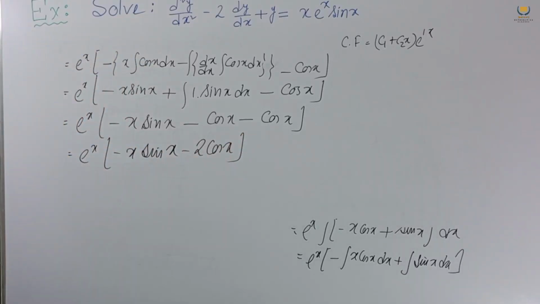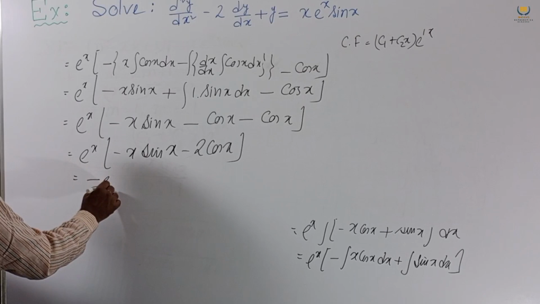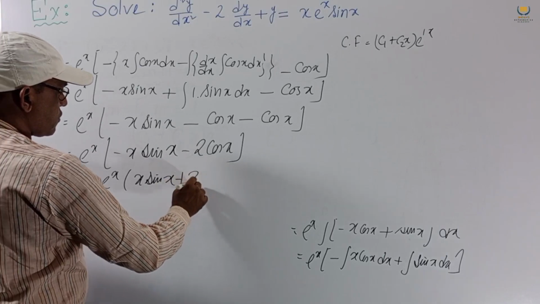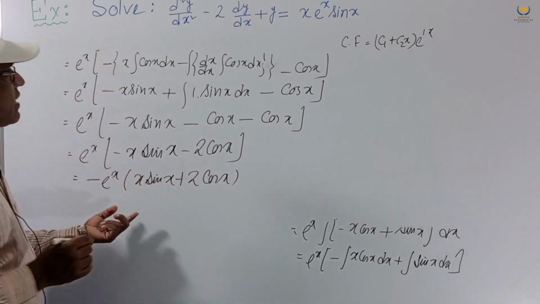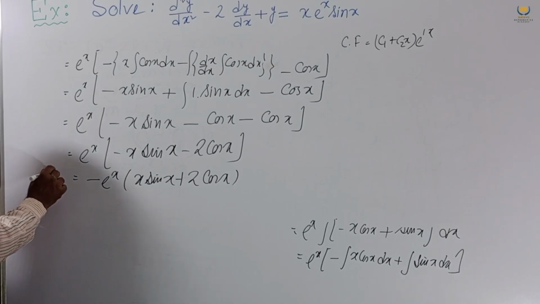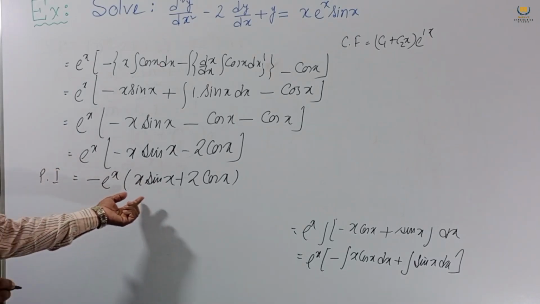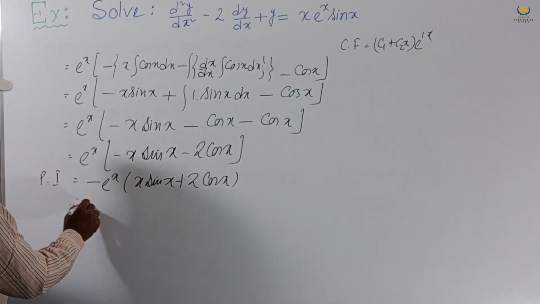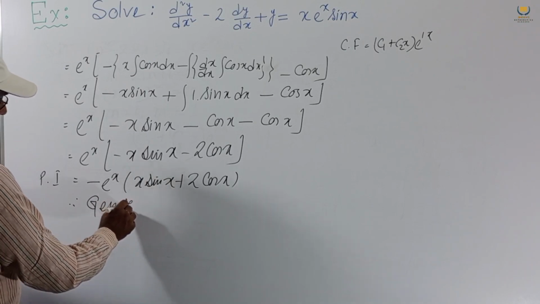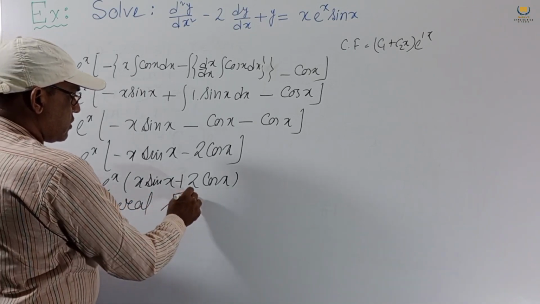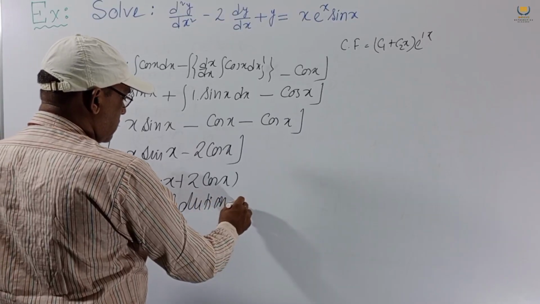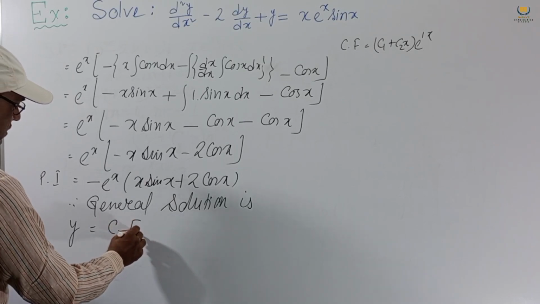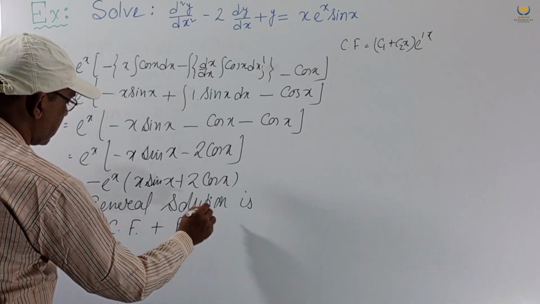We get this one. Taking the minus sign common, e to the power x, x sin x plus 2 cos x. We get this as the particular integral: minus e to the power x, x sin x plus 2 cos x. Therefore, the general solution is y equal to CF, complementary function, plus particular integral.